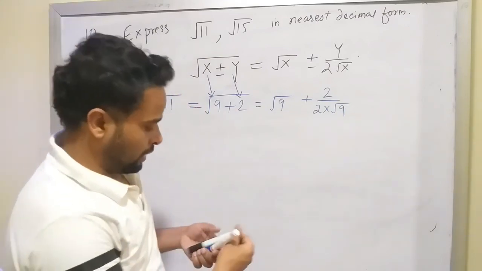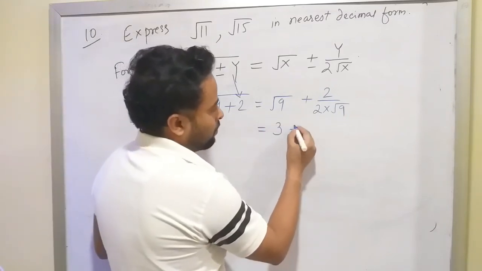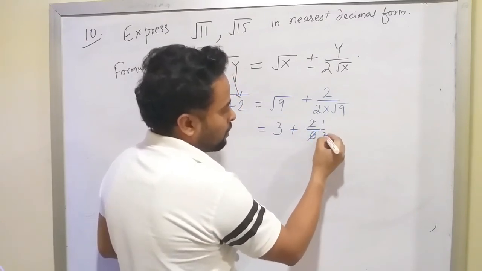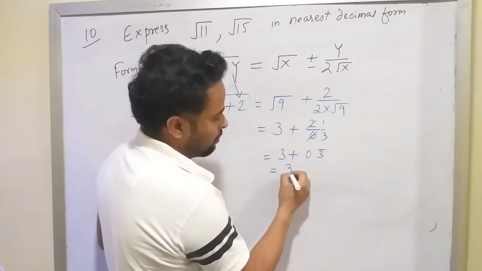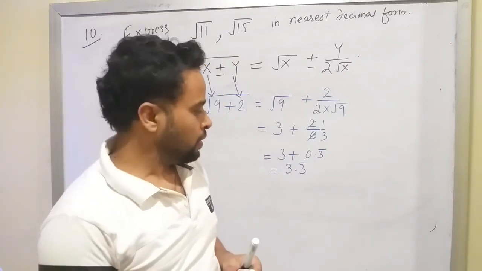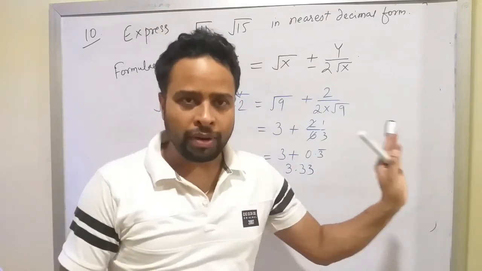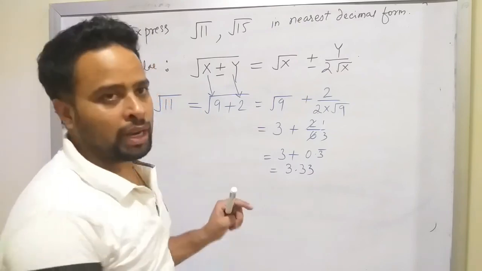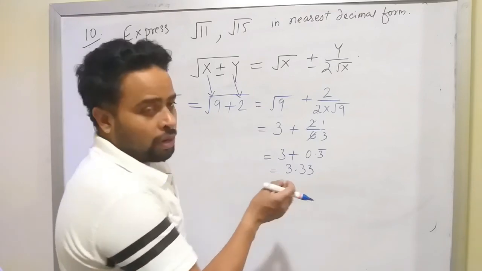Fine. So the answer comes as root 9 is 3 plus 2 by 2 into 3, 6. If we cancel this also, 1 by 3. So 3 plus 1 by 3 is 0.3 bar. So answer is 3.3 bar. Actually it is not 3.3 bar, it is 3.125. So you can even write 3.33. Okay. So 3.3245, whatever number comes if you use calculator. But suddenly if you have to use the value of root 11, you can write 3.32 or 3.34. That is the value of root 11.